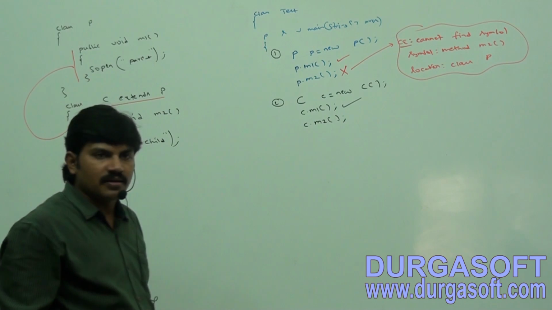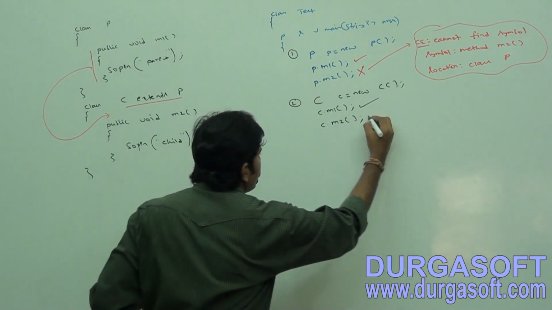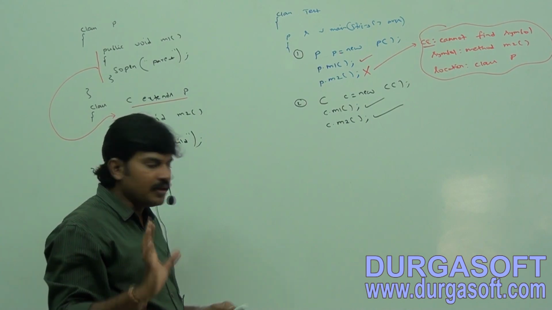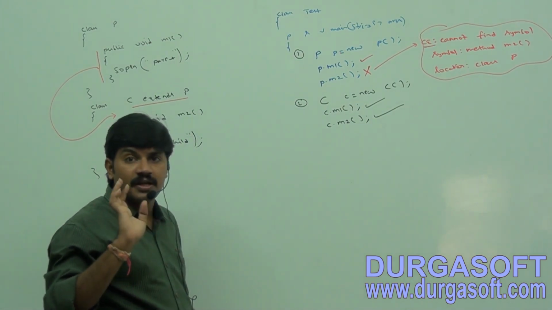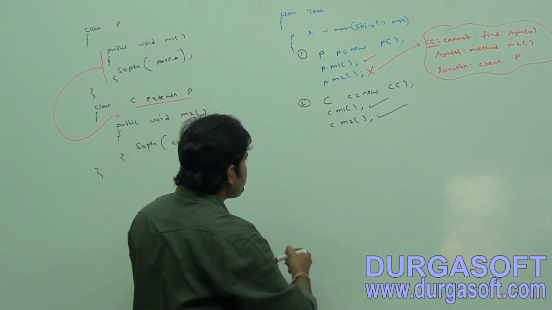Next, C.M2 method. Is it possible to call or not? Child reference, child object, child method. What is the problem? No problem at all. It is valid. Any explanation required about this one? Okay. Next, third point. A bit dangerous point. Take a bit special care about this point.